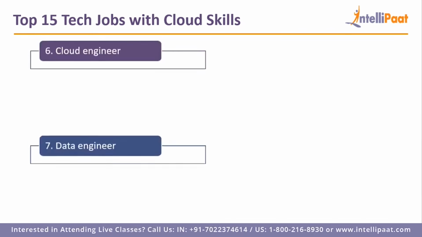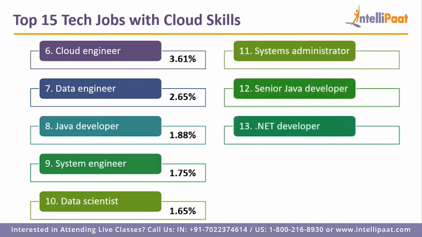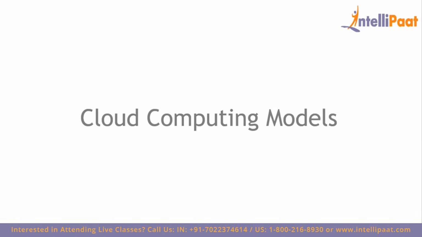Okay. Then these are some of the other profiles that you can have a look at. For example, a cloud engineer profile, a generic cloud engineer profile, a data engineer profile, a Java developer profile, system engineer, data scientist, then a system administrator, Java developer, .NET, front-end developer, back-end developer. All of these people, they have some element of cloud skills in the job description, and that is what you should aim for. If you are currently sitting in these profiles and you don't have this cloud skill, you should get started today. Now let's go ahead and talk about the cloud computing models, right?